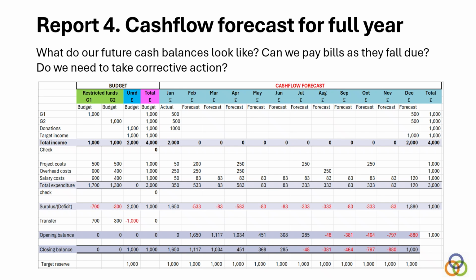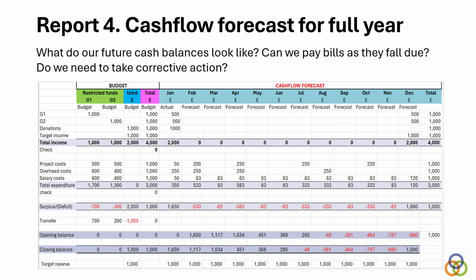Report 4 will tell us our cash flow forecast for the year maybe. And this is really telling us what our future cash balances look like. Can we pay our bills as they fall due? Do we need to take corrective action? So you can see here in the column on the far right, total income £4,000, total expenditure £3,000.